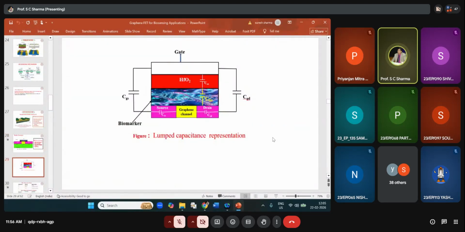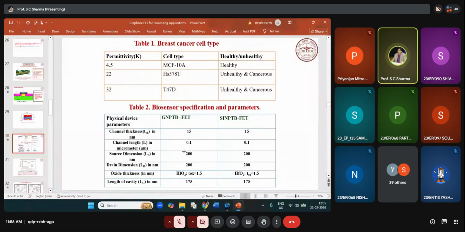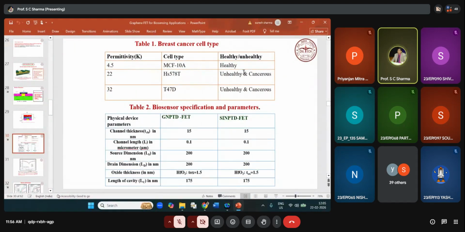Okay, this is a lumped capacitance representation: hafnium oxide gate, gate source capacitance, gate drain capacitance, source drain, and graphene as a channel. These are the cancerous biomolecules we have taken. Cell type MCF 10A, permittivity 4.5, healthy. HS578T, permittivity 22, unhealthy and cancerous. T47D, another biomolecule, permittivity 32, healthy and cancerous.